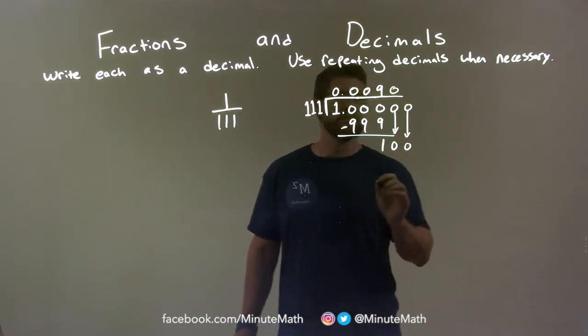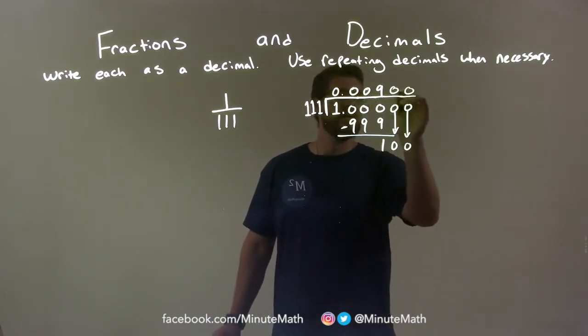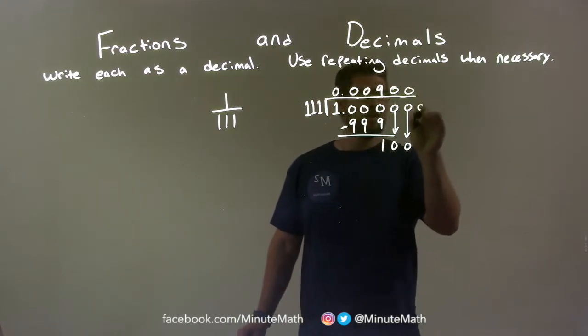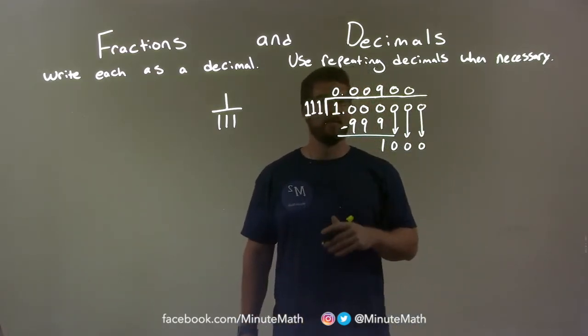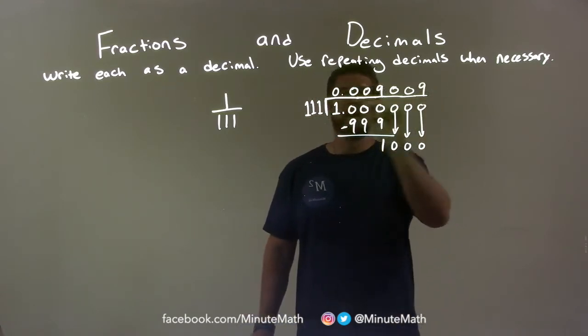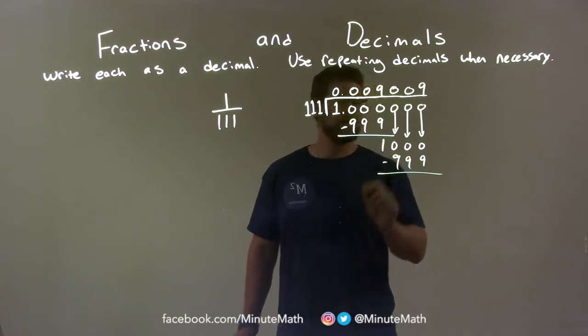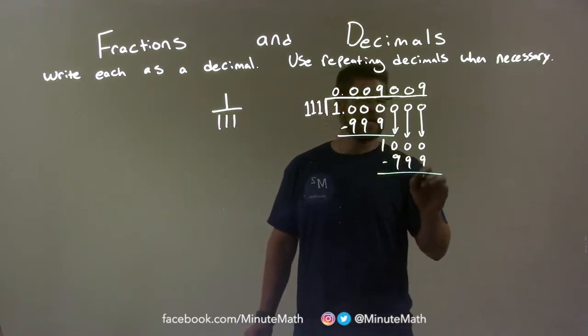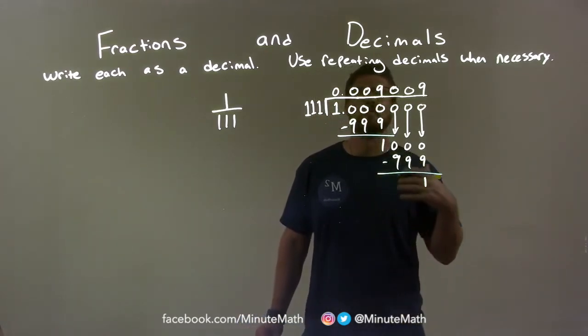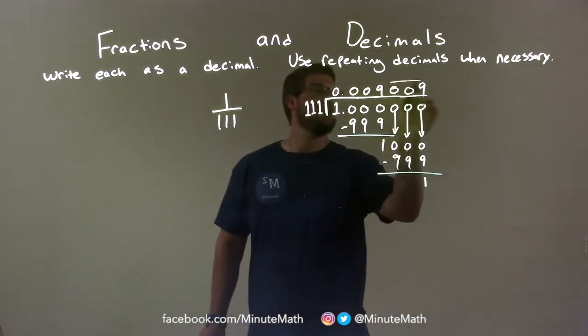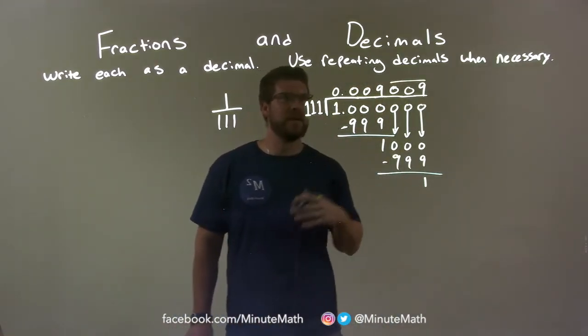111 goes into 100? It can't. Another 0, so we add another 0 here. We have 1,000. Now 111 goes into 1,000 9 times. 9 times 111 is 999. We subtract it. 1,000 minus 999 is just 1. And the process repeats. And so we have the 009 as a repeating decimal.